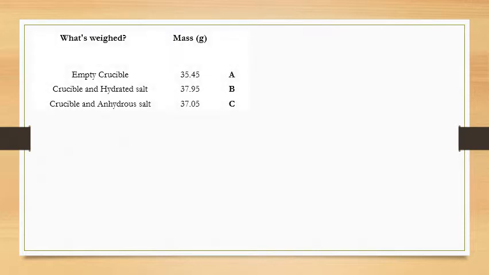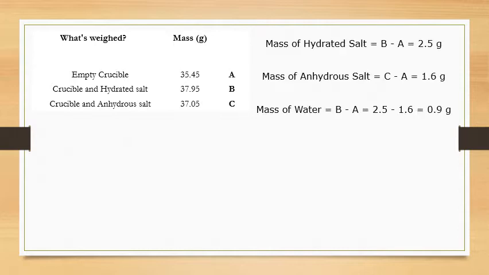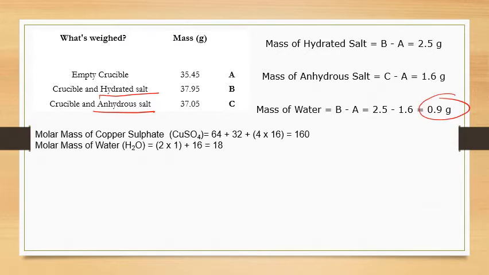Usually in an exam you'll be given the data, for example the mass of the empty crucible, the mass of the crucible plus the hydrated salt, and the mass of the crucible and the anhydrous salt. You can work out the mass of the hydrated salt by taking the mass of the empty crucible from the mass of the crucible plus hydrated salt, and you can work out the mass of the anhydrous salt by taking the mass of the crucible from the mass of the crucible plus anhydrous salt. The mass of the hydrated salt minus the mass of the anhydrous salt will give you the mass of the water, in this particular case 0.9 grams.